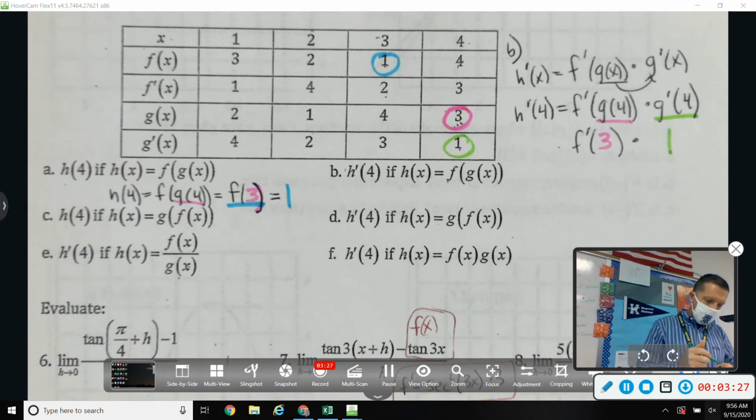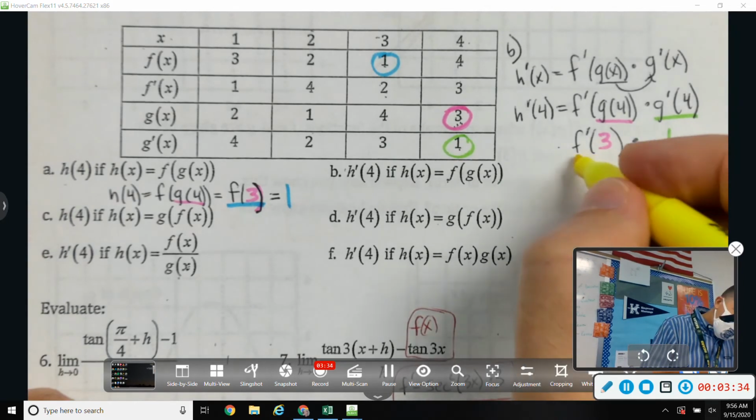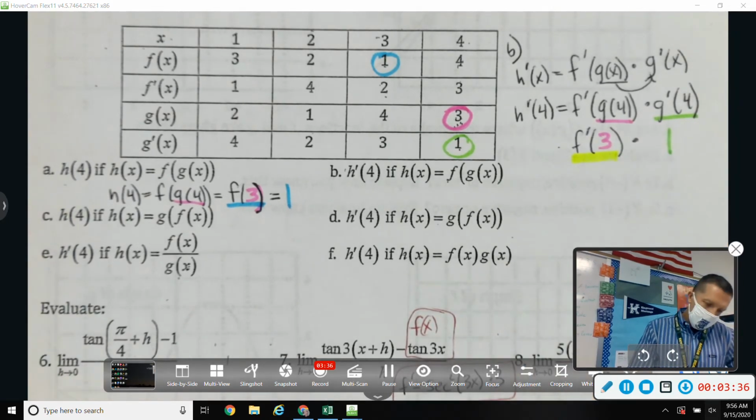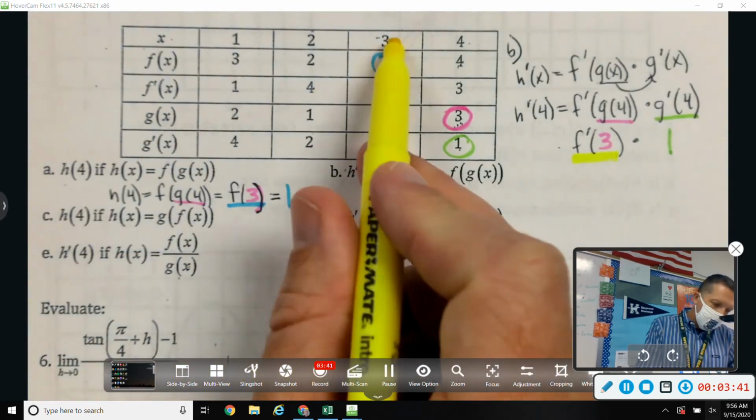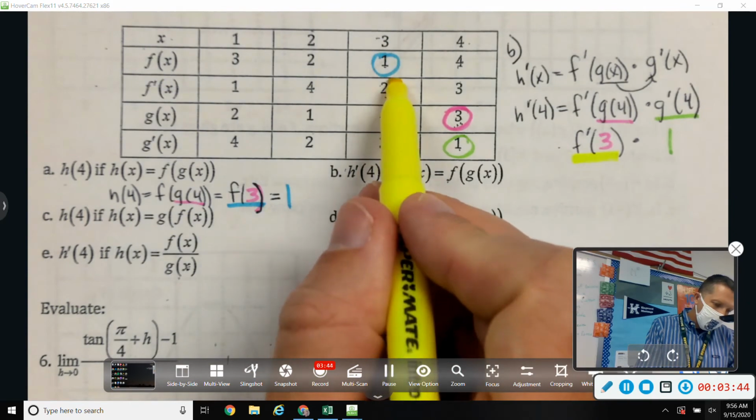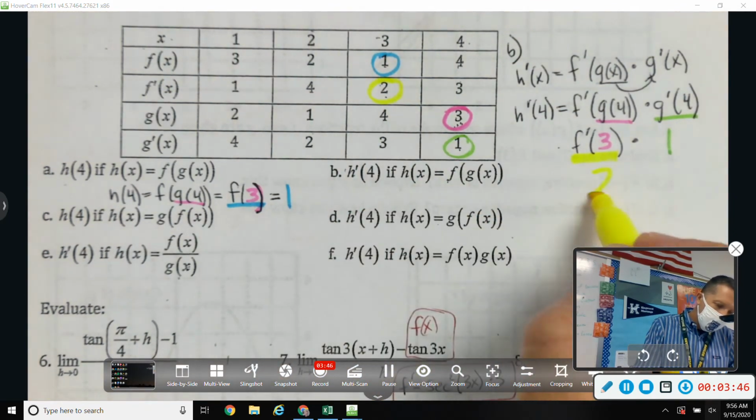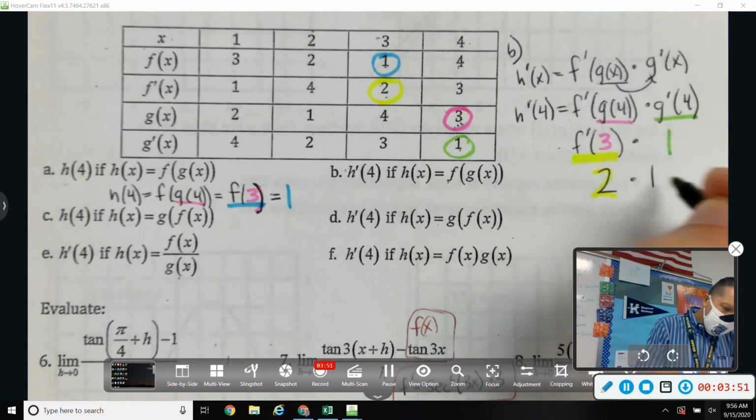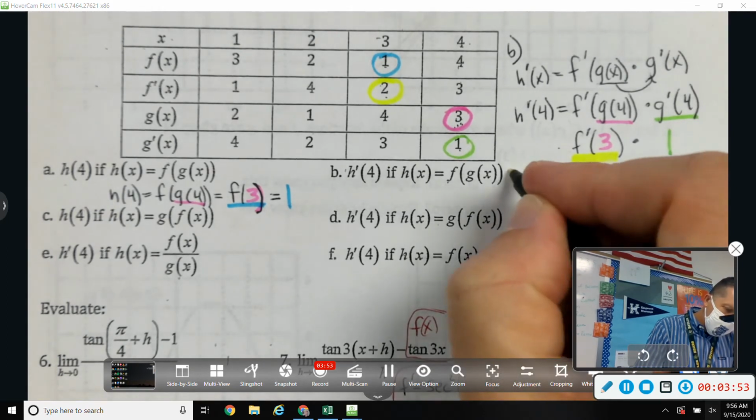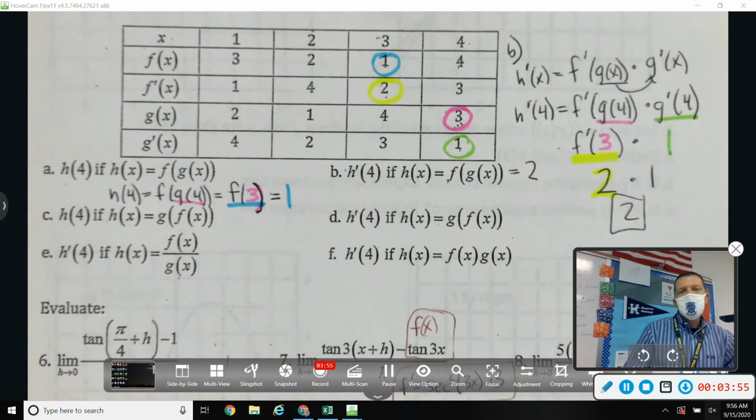And then one more step, now I need f prime at 3. Running out of colors here. F prime at 3 is 2. Can't see that very well. So 2 times 1 is equal to 2. So that's the chain rule using a table.